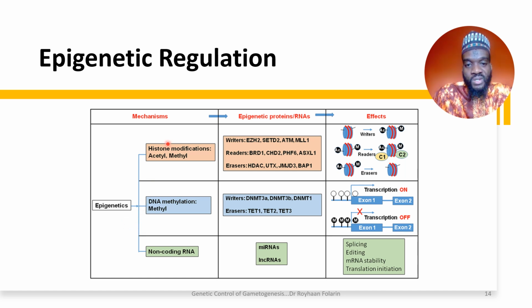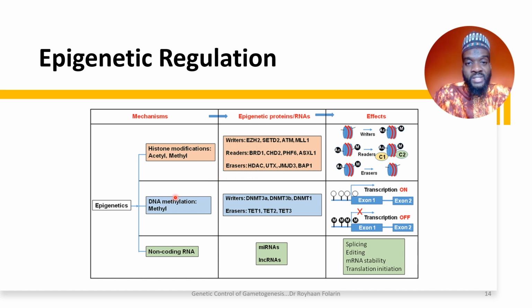So a number of mechanisms are involved in epigenetics, and that includes DNA methylation, histone methylation, histone modification, and non-coding RNA. So these three, they add a layer of complexity to the regulation of gene expression during gametogenesis. As for histone modification, such as acetylation and methylation, it facilitates chromatin remodeling for gene activation or repression, and that's why you have the writers, the readers, and the erasers.